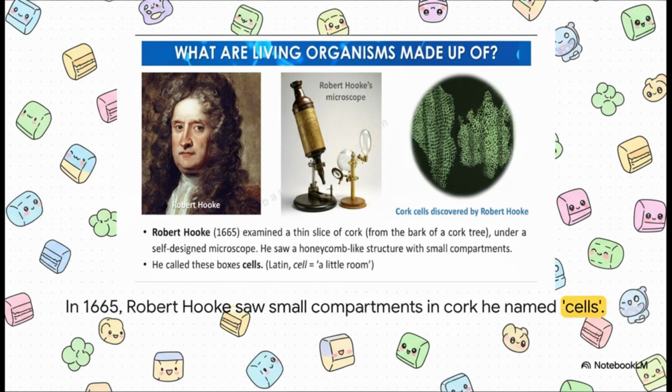Back in 1665, Robert Hooke was looking at cork under his microscope, and he saw all these tiny box-like structures. You know what they reminded him of? The small rooms that monks lived in, so he called them cells, from the Latin word cellula, which literally just means a little room. And obviously, the name stuck.